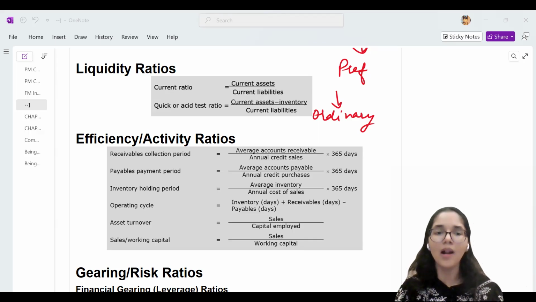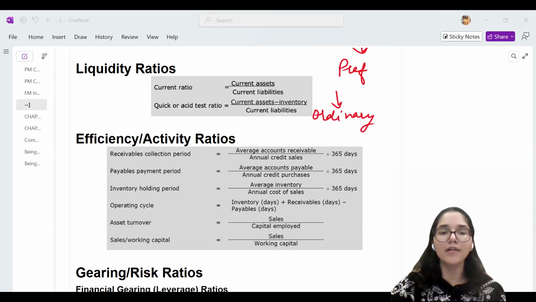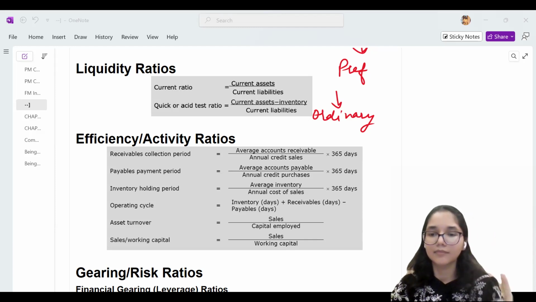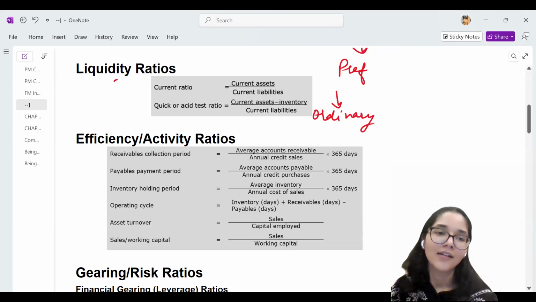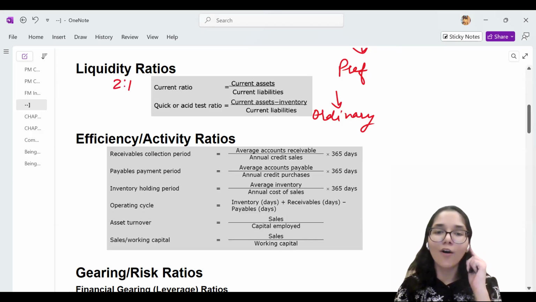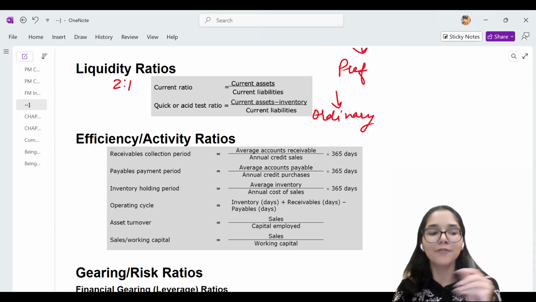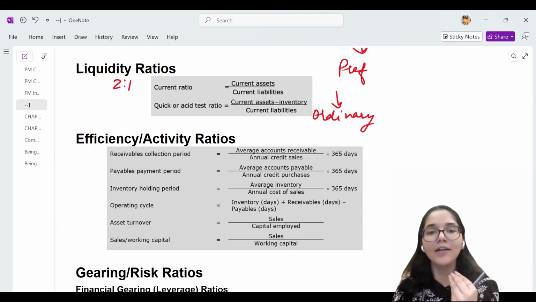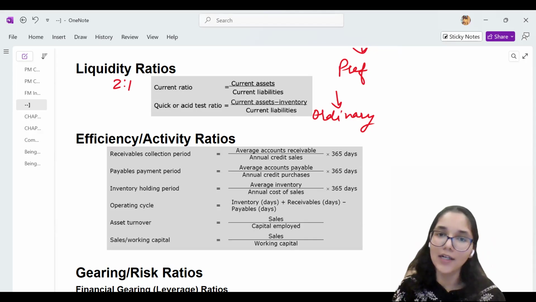The formulae are pretty simple. For the current ratio, you take current assets upon current liabilities. What is the ideal ratio for the current ratio of any company? What is the ideal current ratio? Yes, that is correct. It is 2 is to 1. If you owe $1 to the people outside of the company within this year, you should have $2 as part of your current assets to show that you have enough capacity to pay your liabilities as and when they fall due.